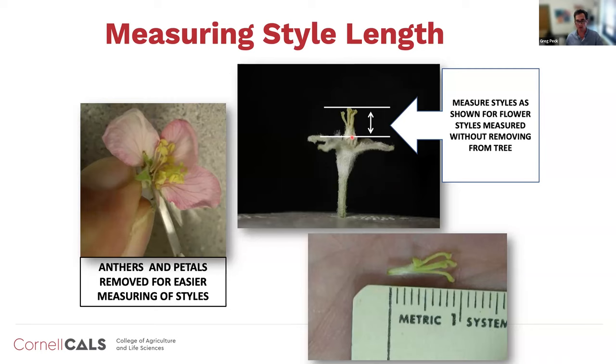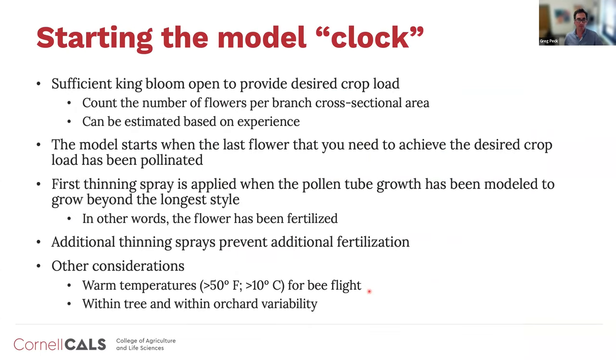And that's the pollen tube growth model, okay? This is just an example of measuring. It can be measured with calipers. It can be measured with a little ruler. We generally go out and harvest a whole bunch of flowers, like 50, and measure them and then input an average of 50 styles.